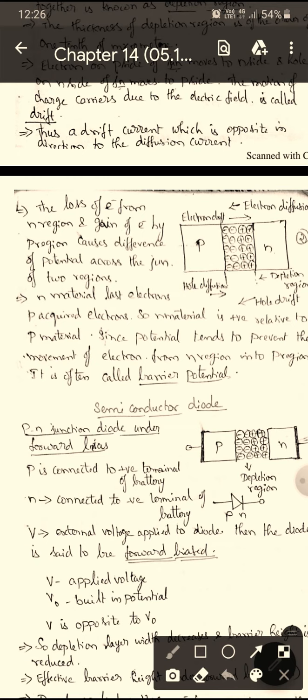So the n material lost electrons and the p material acquired electrons. So the n material is positive relative to the p material. Since this potential tends to prevent the movement of electrons from the n region into the p region, it is often called the barrier potential. Okay, then we can see about the semiconductor diodes.